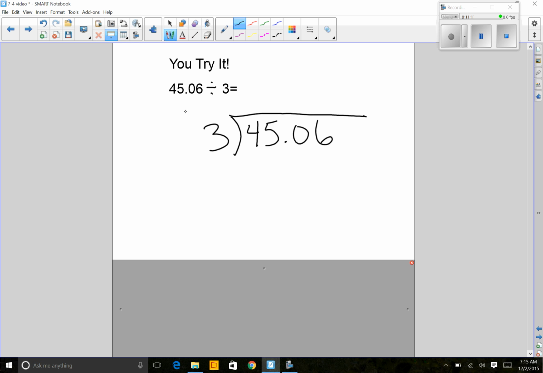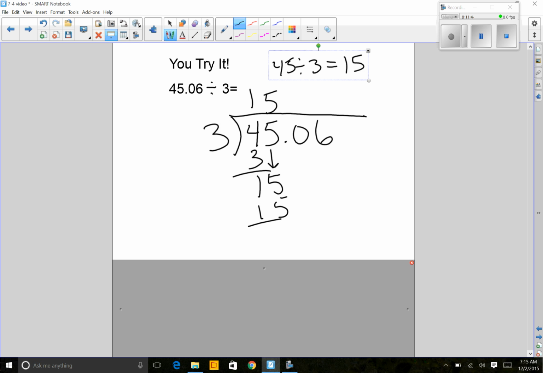Divide by 3. For an estimate, I'm actually going to do 45 divided by 3, and that would equal 15. So I know my answer is going to be somewhere close to 15. So 3 goes into 4 one time. 1 is less than 3, so I'm okay. Going to bring down the 5. 3 goes into 5 one time. 1 times 3 is 3. Then I'm going to bring down the 0.